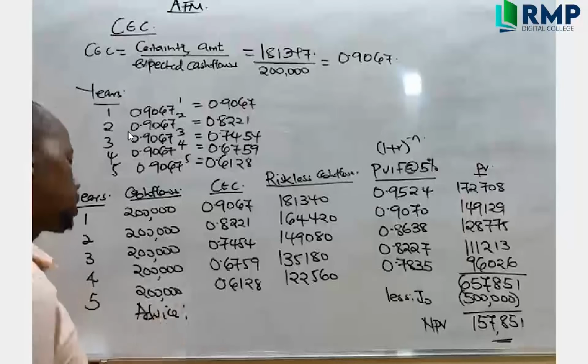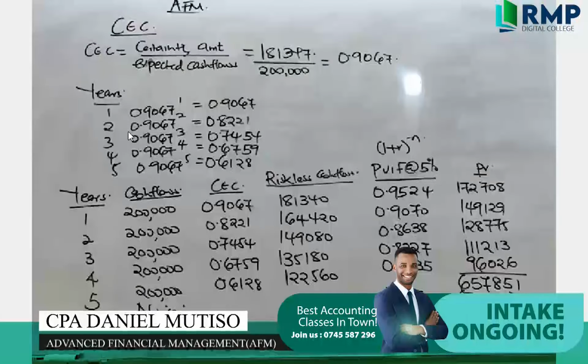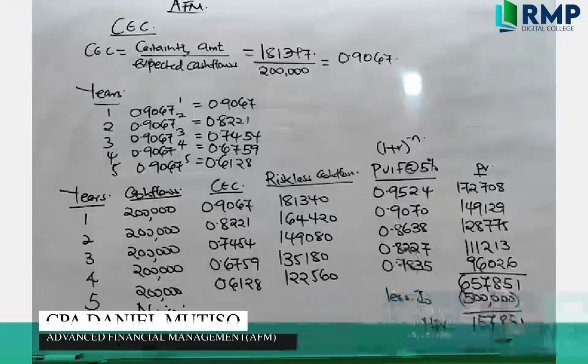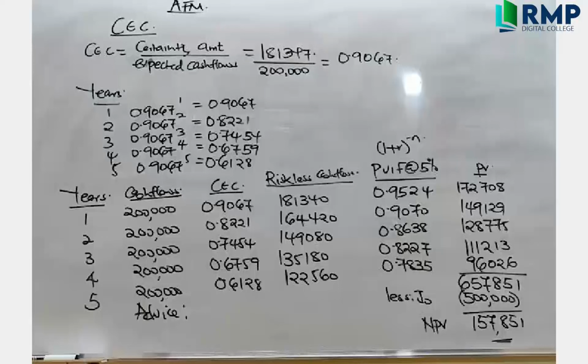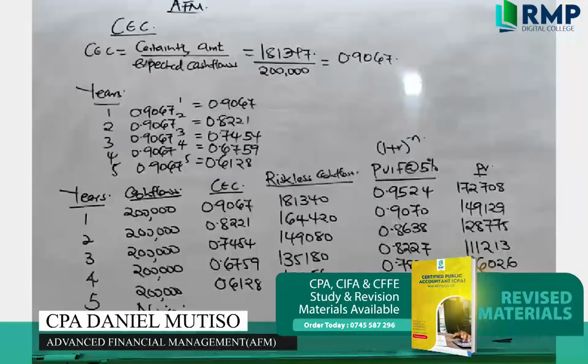Someone give me the advice. What is the advice now? What is the investment worth? The investment is worthwhile since the net present value is positive. Thank you so much. You say the investment is worthwhile since our NPV is positive. That is a correct advice. Now, allow me to stop at that point.